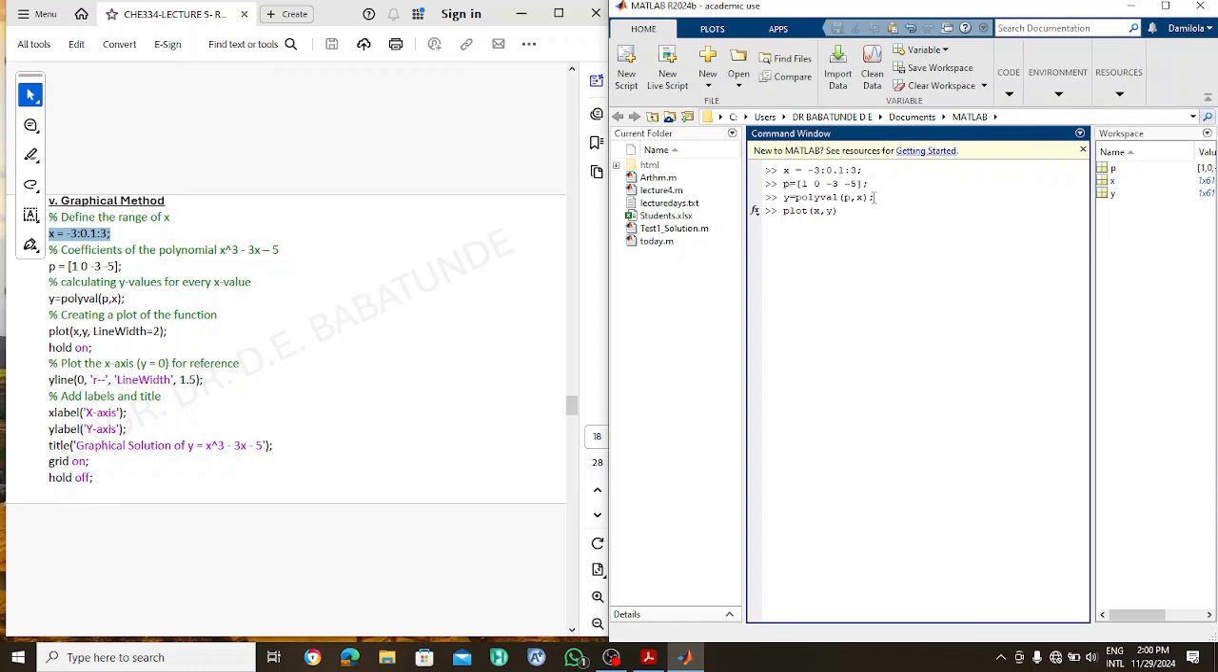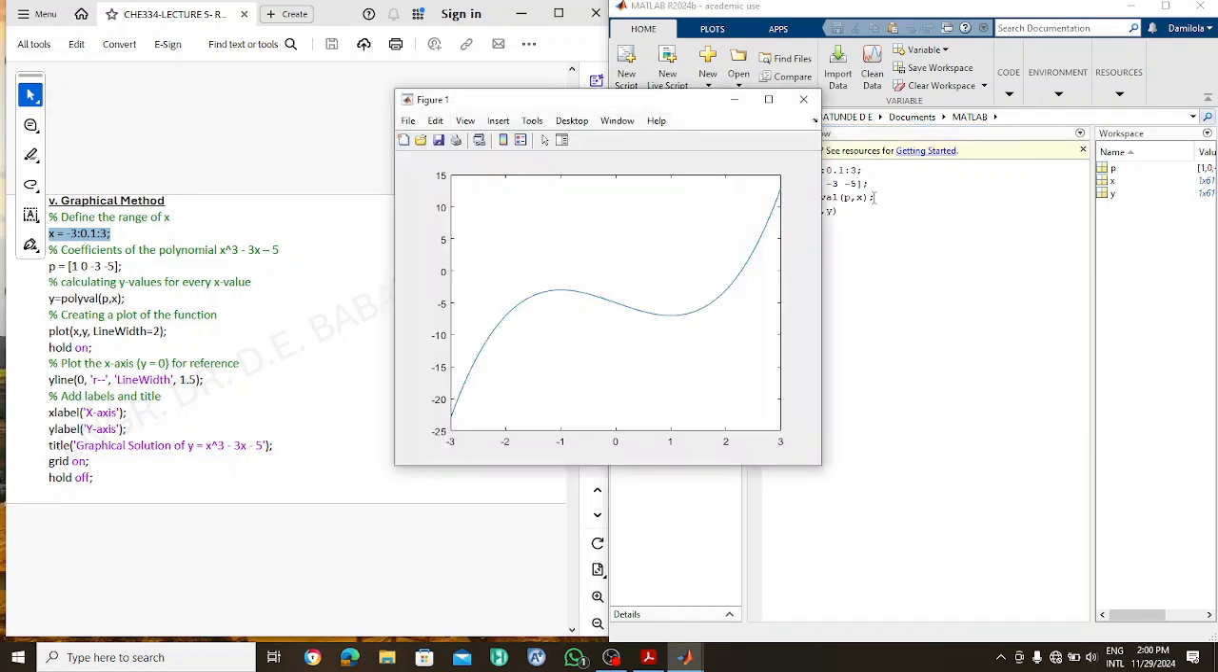So if you like, you can specify the thickness of your line. We've touched that before, so you can do that on your own. So we have made a plot. This is what it's looking like.